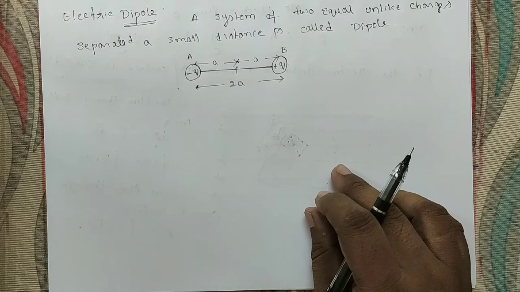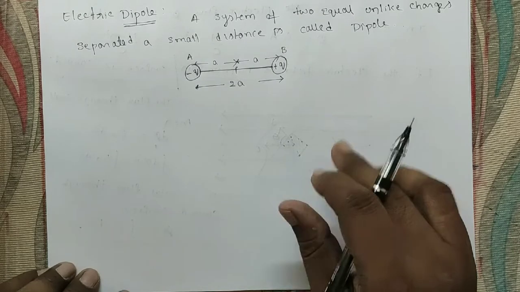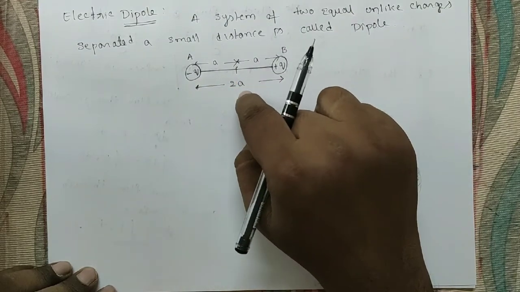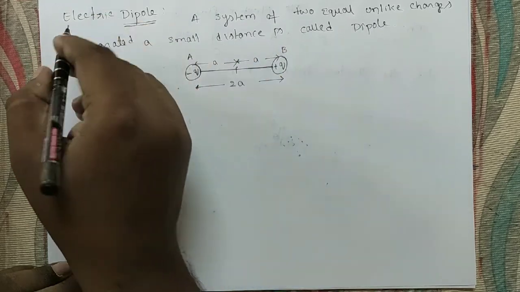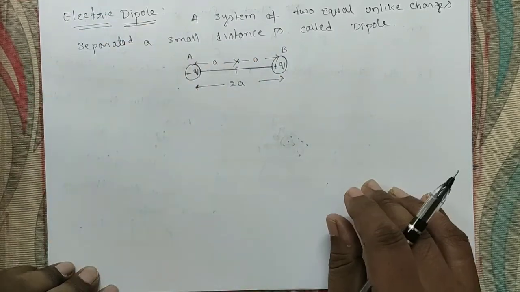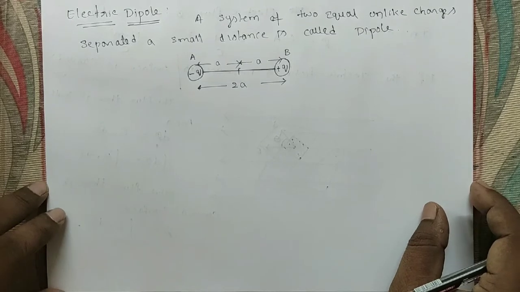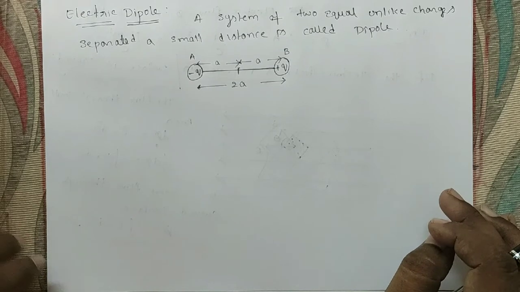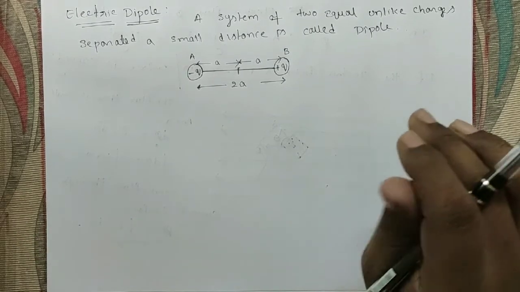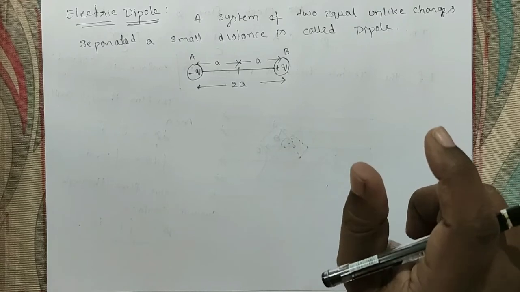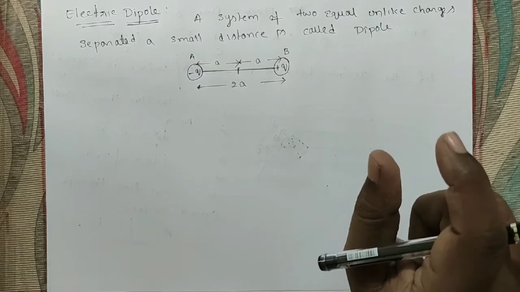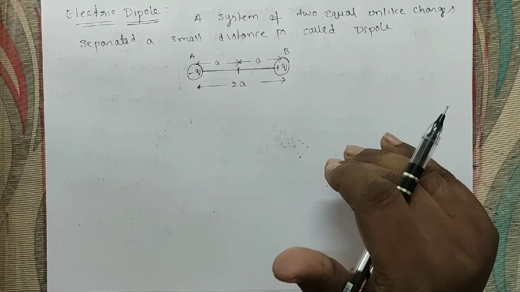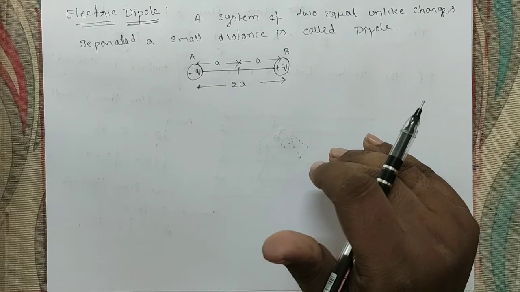So understand here, the system of two small charges separated by certain distance is called an electric dipole. Usually H2O, HCl, ammonia, these kinds of molecules behave as electric dipoles. Their center of positive charge and center of negative charge are separated by certain distance, so they act as electric dipoles. Now we can go for the next one.